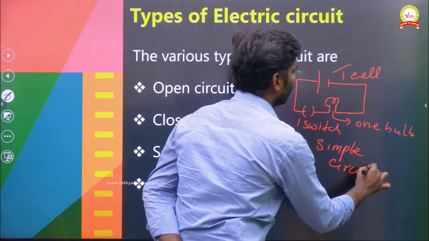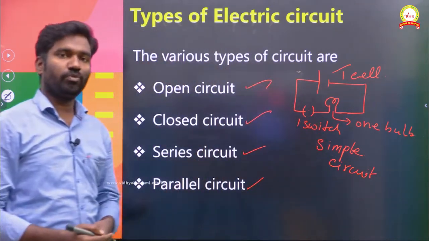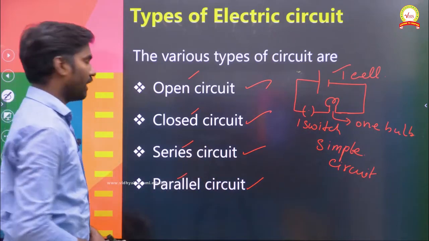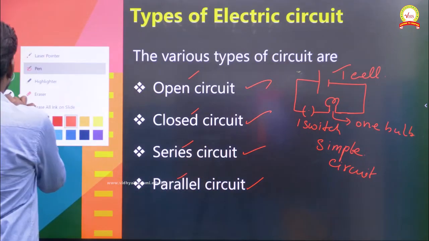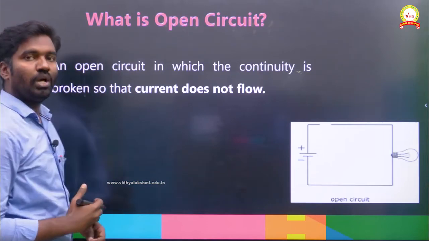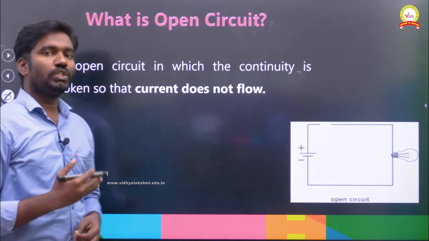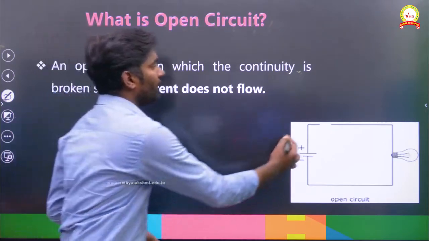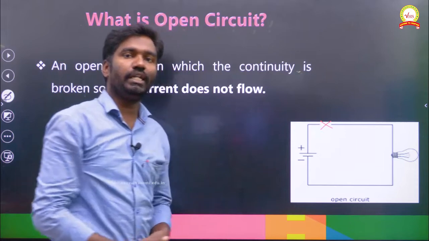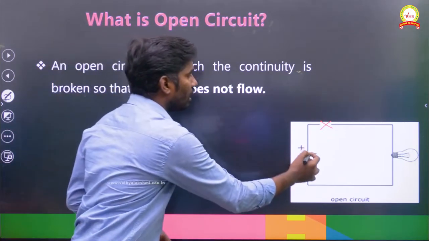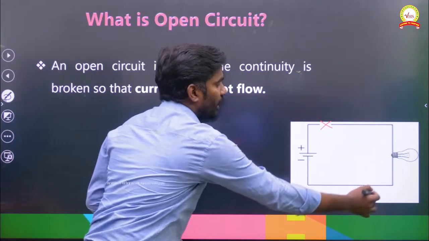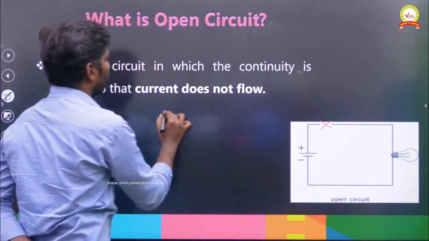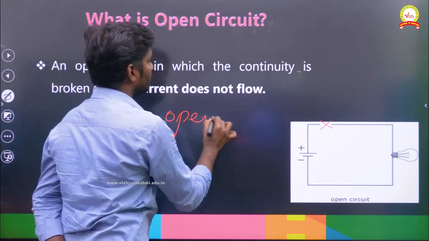So here, apart from that, the four major types are open circuit, closed, series, and then parallel. So first, what is meant by open circuit? Whenever the current does not flow, why is it not going to flow? Because there is some interruption in the circuit. So in this case, the current can't flow from one terminal to the another terminal. So then we can say that the circuit is in the form of an open circuit.